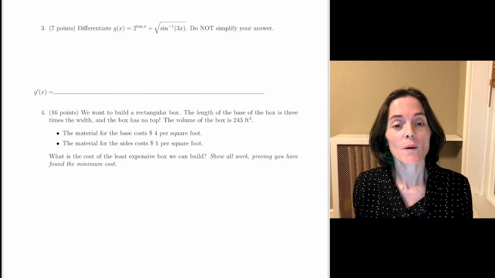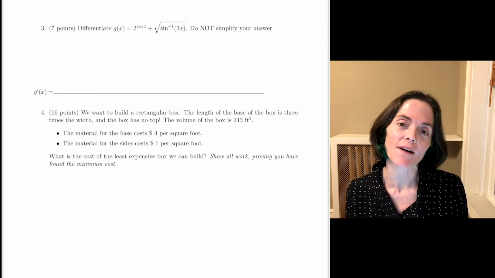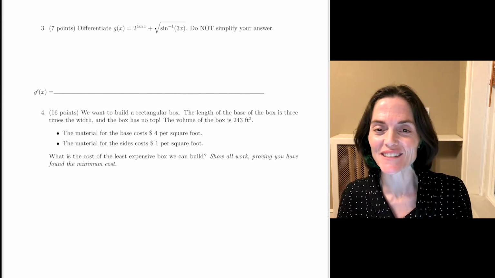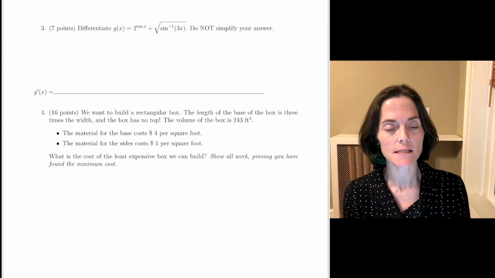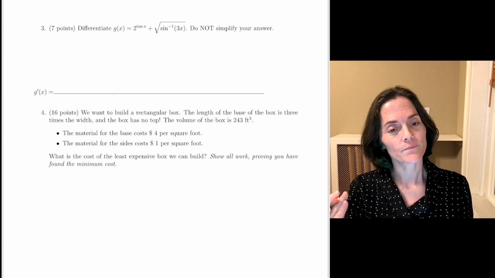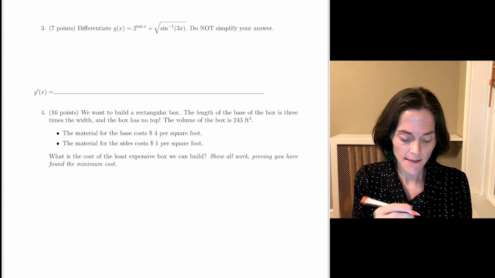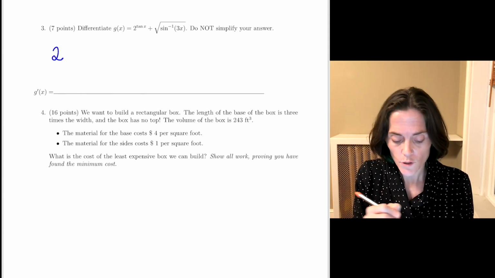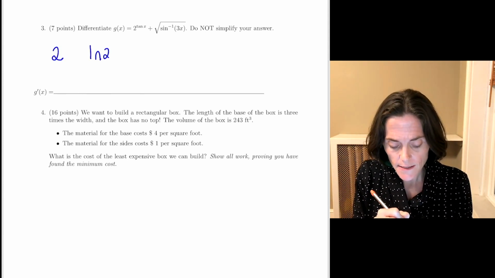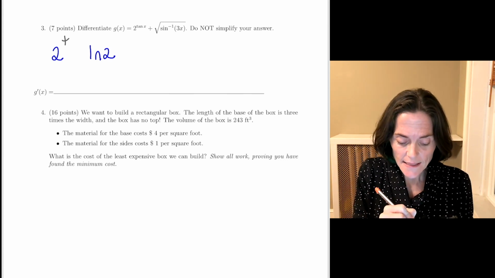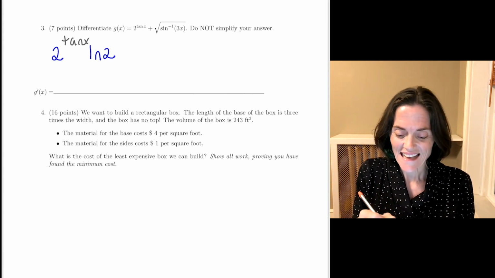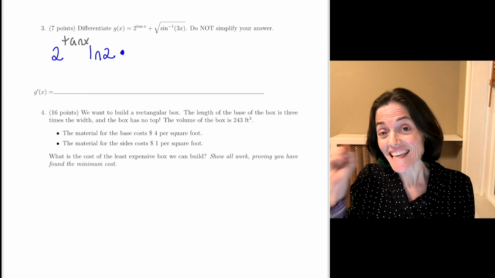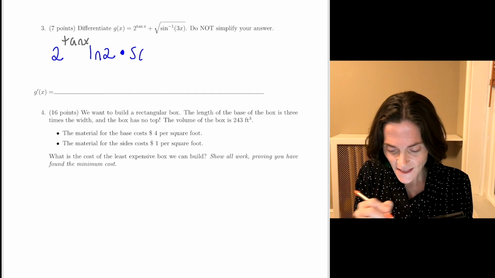Number 3, we want to differentiate g of x, do not simplify. This is really a test of, are we able to realize what rule to use and correctly apply the rules? So the first term, 2 to the tangent of x, I will differentiate term by term. So this is chain rule. We have derivative of the outside, which is like this. Then we evaluate at the inside function. Multiply by the derivative of the inside function. Derivative of tangent is secant squared. We have secant squared.